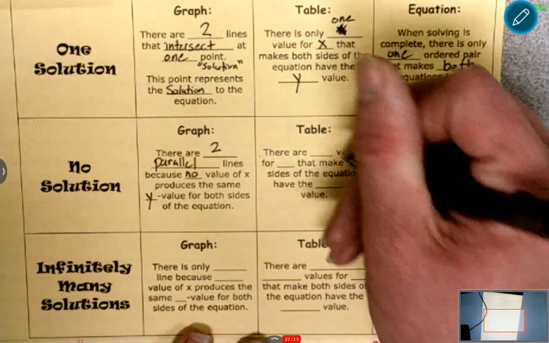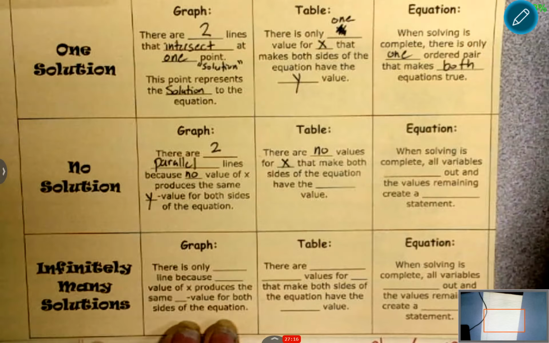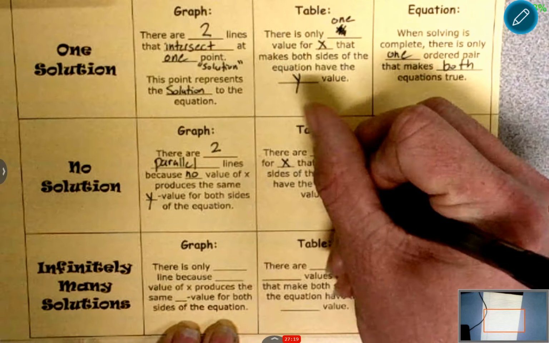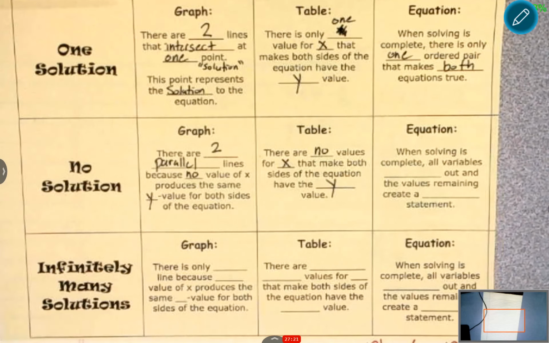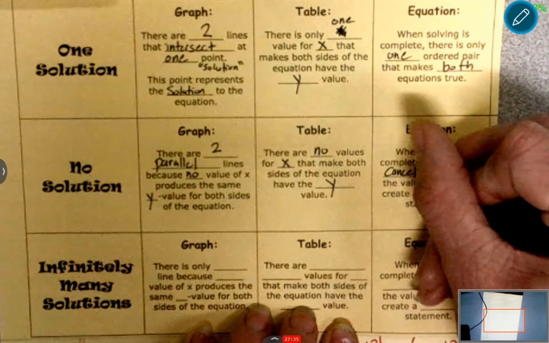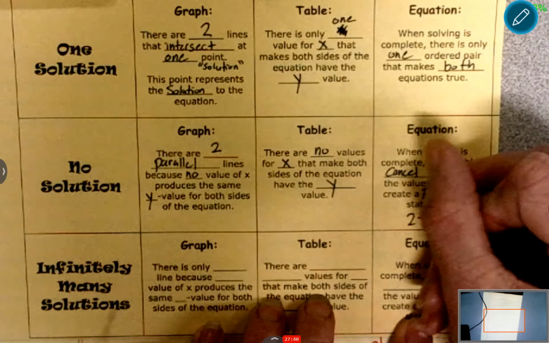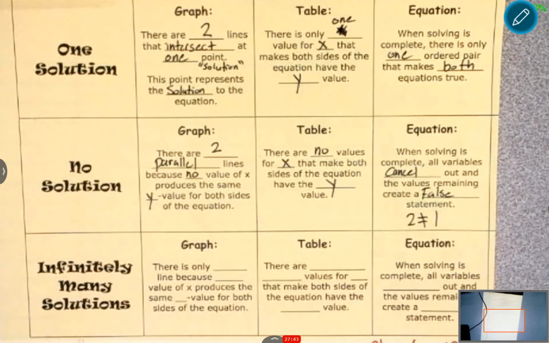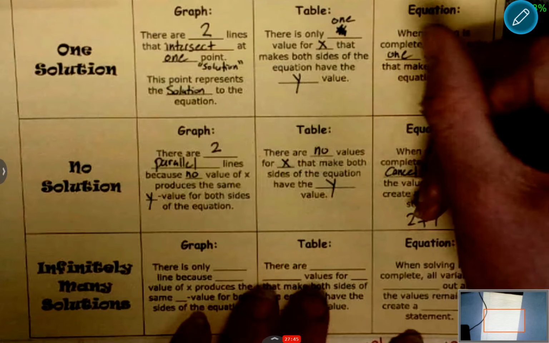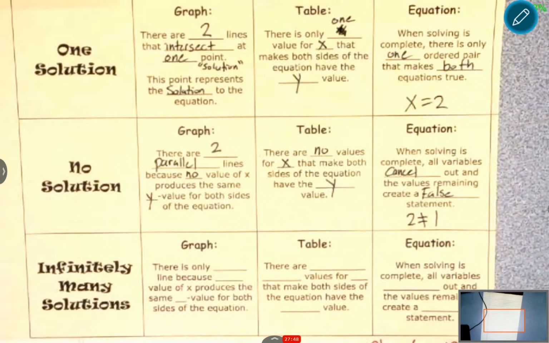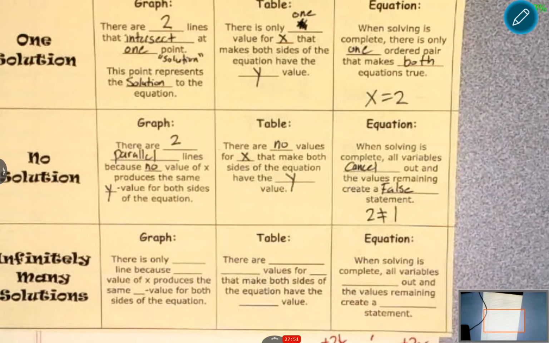The table, there are no values for x that make both sides of the equation have the same y value. So if we looked at the table, doesn't matter what x value we plug in, the y's will always be different. And then if you remember solving equations that have no solution, when you cancel out all variables, it will create a false or invalid statement, like 2 equals 1, which it does not. So that would be an example. And I'll write here x equals 2 would be an example of an equation that has one solution.